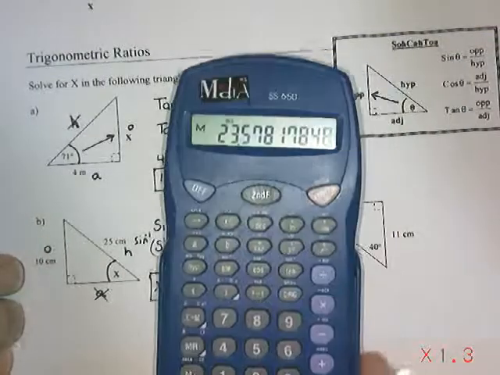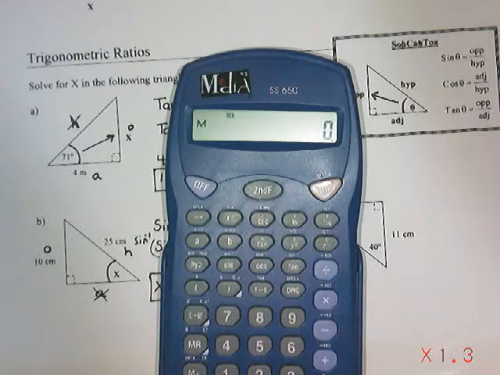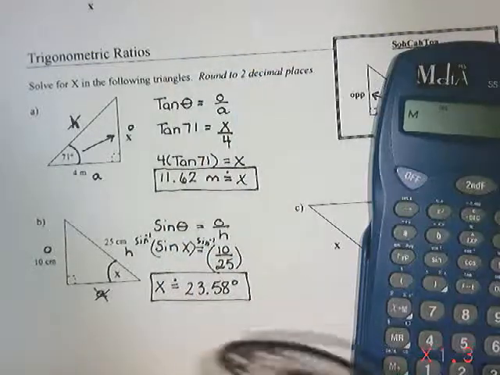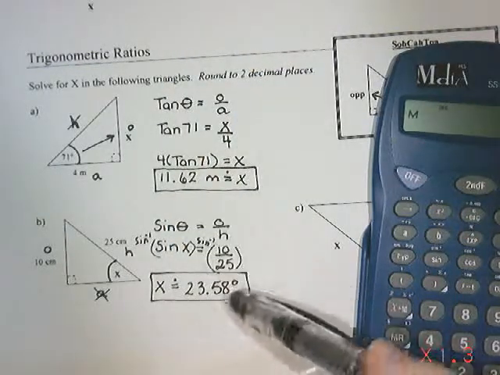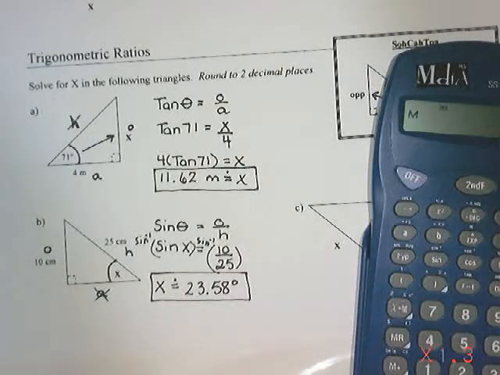Now, if I had a calculator where when I pressed sine, I actually saw the word sine show up on my calculator, I would have done second sine, bracket, and then 10 divided by 25, close bracket, equals, and you would get the same answer.